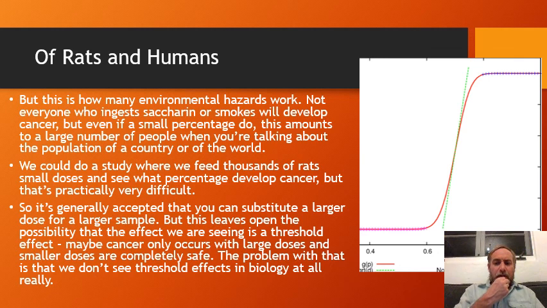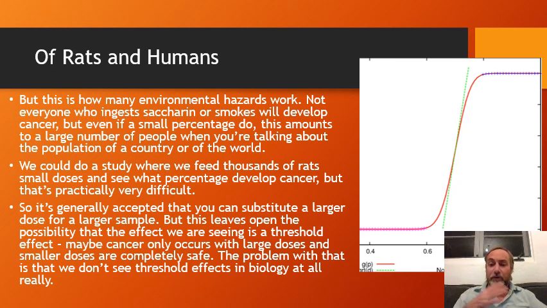Well, it's a good proxy for what we get in the real world. In the real world, not everyone who eats saccharin or smokes is going to get cancer. But when you've got so many people in the world engaging in these sorts of activities, even if a very small percentage of smokers get cancer or a small percentage of saccharin eaters get cancer, it ends up being a lot of people, right? We've seen this sort of thing with COVID-19. Even if 1% of people get really ill, well, in a country of 300 million people, that ends up being 3 million people, right?